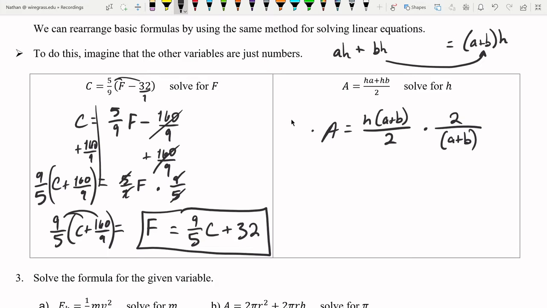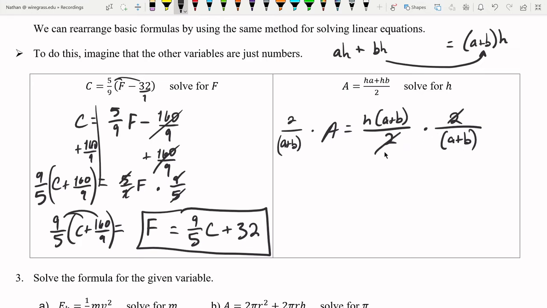Whatever you do to one side, do to the other. I don't need parentheses here. I could write this whole thing in parentheses, but like in the previous problem, we had an addition. That's why I used parentheses. Here we do not have an addition with the a, so we can just drop them.